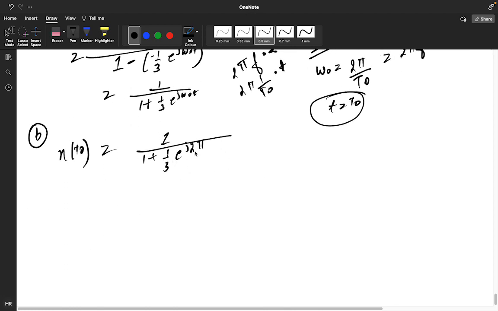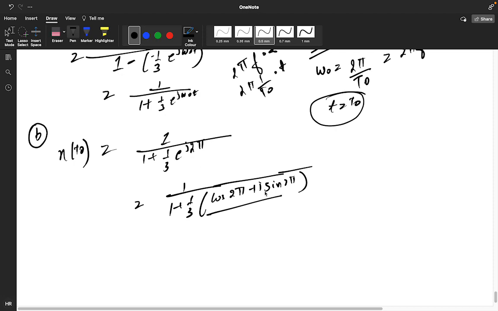So you will get 1 divided by 1 plus 1 by 3 e power j 2 pi. This can be written as cos 2 pi plus j sine 2 pi. Cos 2 pi is 1, and the sine value will be 0. So 1 divided by 1 plus 1 by 3, so you will get 3 by 4.